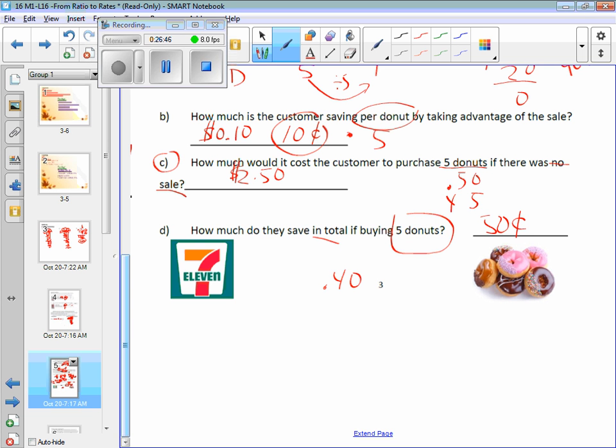250 divided by $2 equals 50 cents. Not divided by $2. No, 250 minus $2. Yeah, you got it. $2.50 was the non-sale price. $2 is the sale price. Again, for 5 donuts, subtract and you get 50 cents.